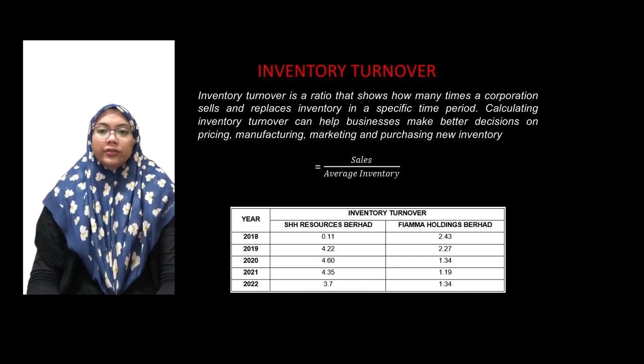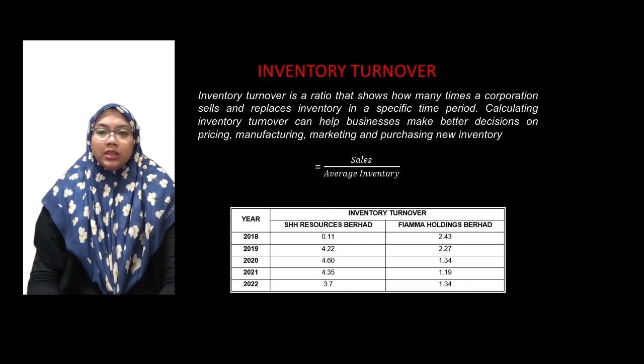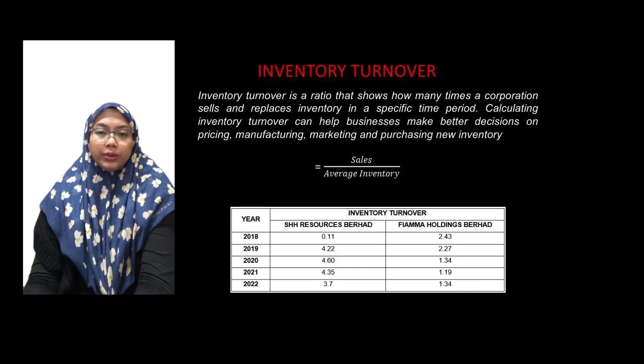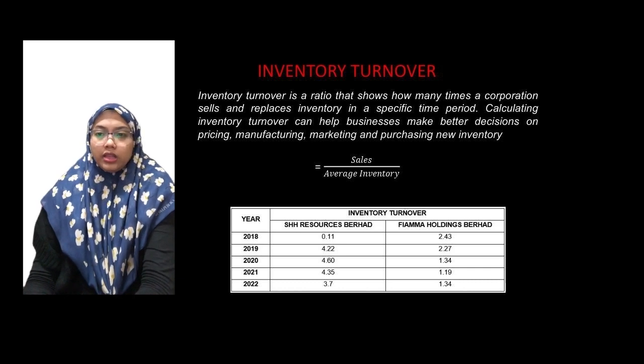Calculating inventory turnover can help a business make better decisions on pricing, manufacturing, marketing, and purchasing new inventory. The formula for inventory turnover is sales divided by average inventory. A higher ratio means better performance and efficiency, but a lower ratio means inefficiency, overstocking, or even obsolescence of the stock, and there could be higher inventory holding costs.